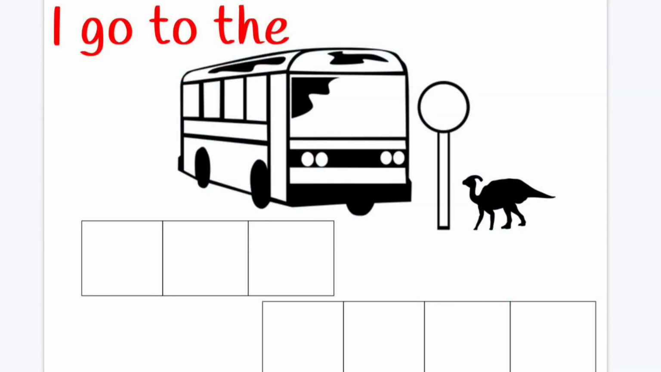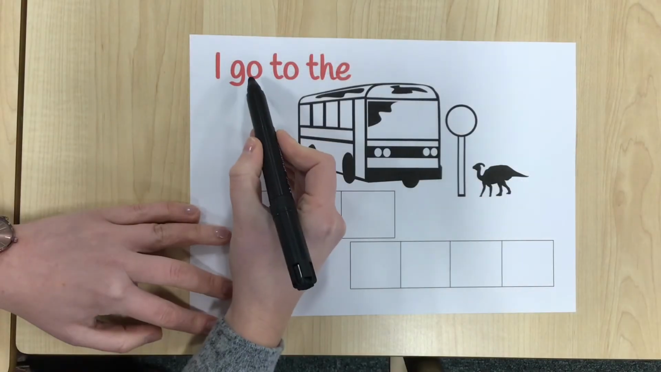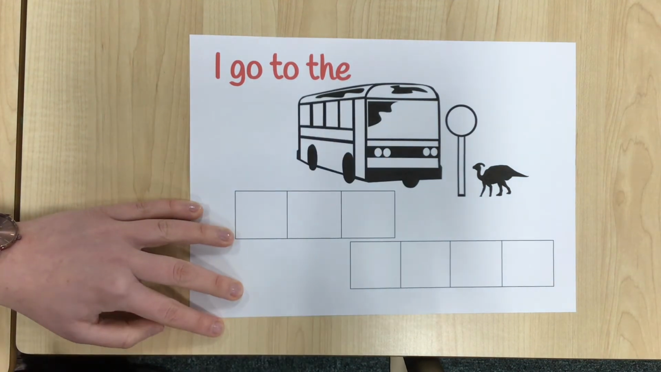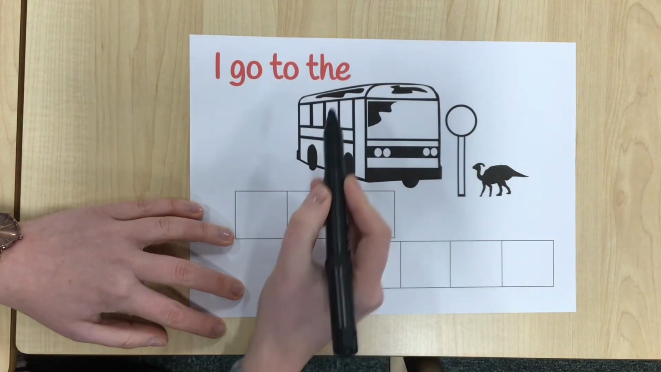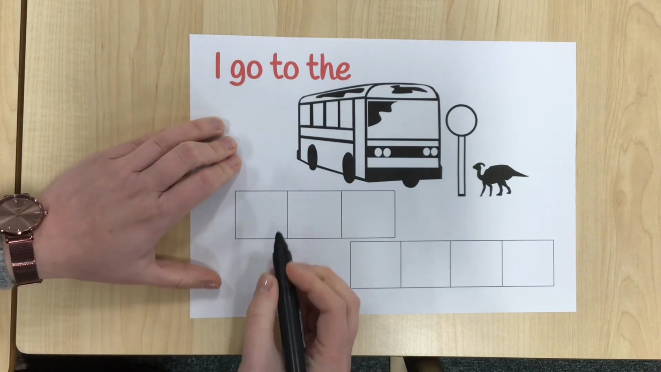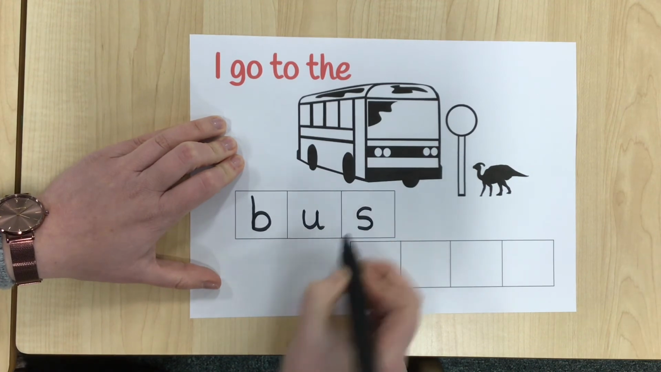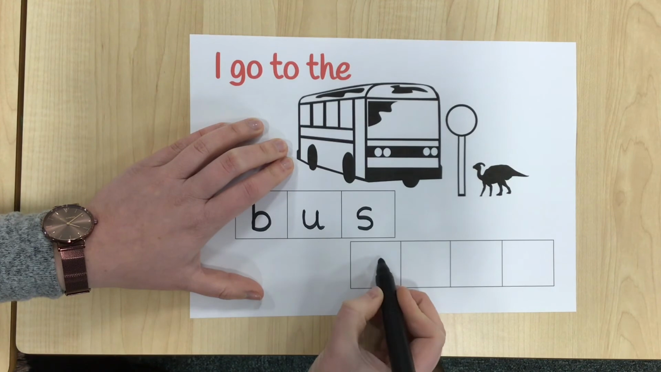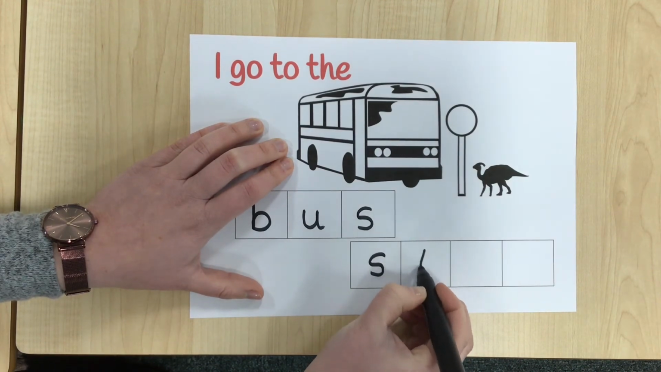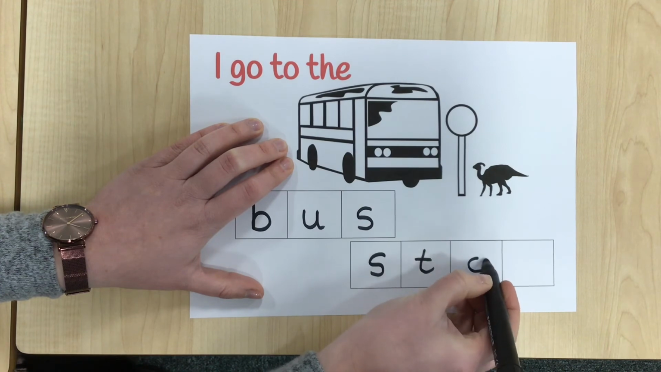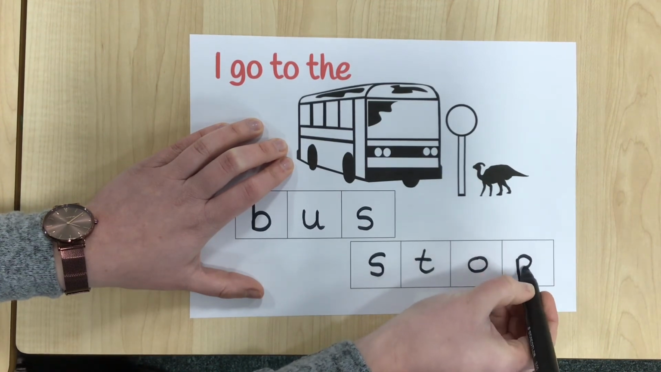Here's your next one. Read the tricky bug words at the top and figure out what the words at the bottom will be. Then write that whole sentence down, not forgetting capital letter, full stop, and your finger spaces too, of course. I go to the, 2 words. I think it's a bus stop. Okay. Bus. Stop.